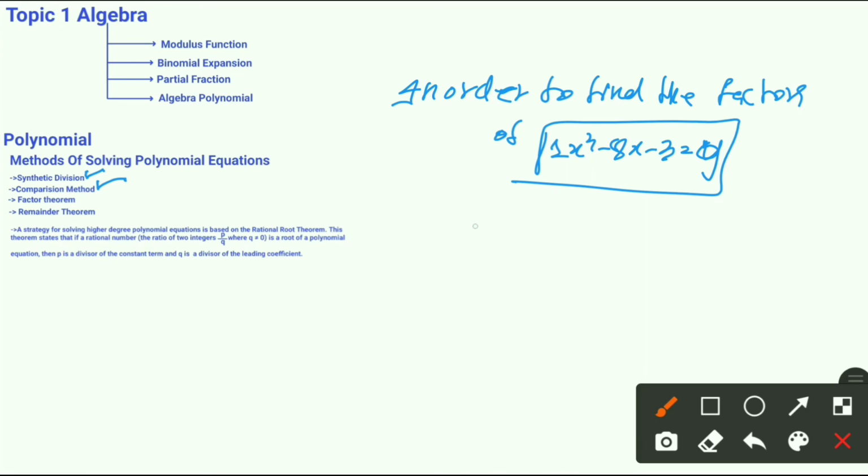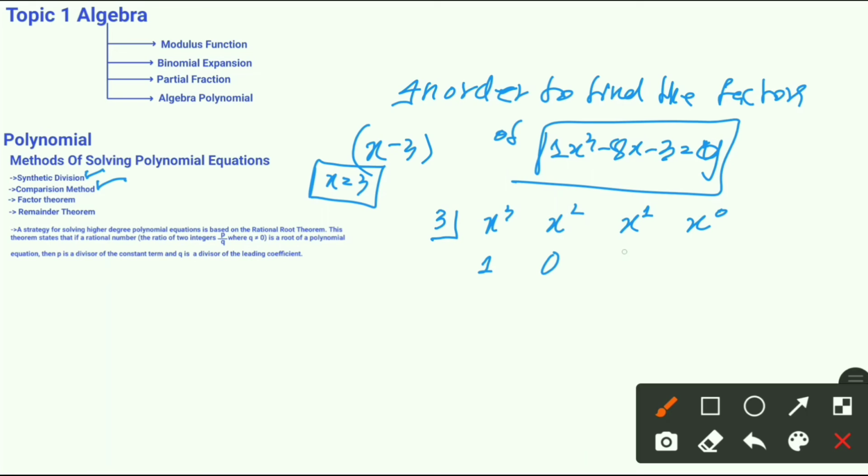Okay, so let's start with synthetic division. Whenever you go with synthetic division or the comparison method, you always need to have at least one factor of this equation. So the factor is x minus 3, which means x equals 3 is one of the roots, and we need to find the other factors. I will put 3 here, then x cube, x square, x1, x0. Writing down the coefficients: 1 for x cube, 0 for x square, minus 8 for x, and minus 3 for the constant.